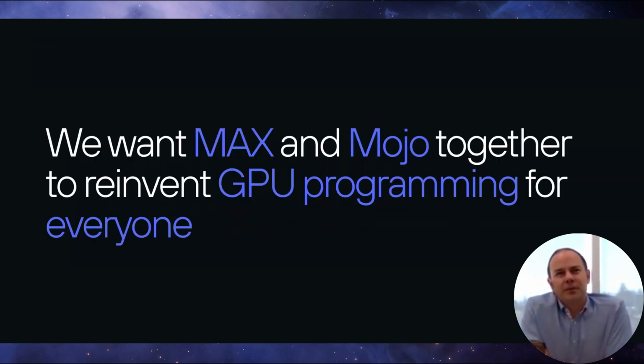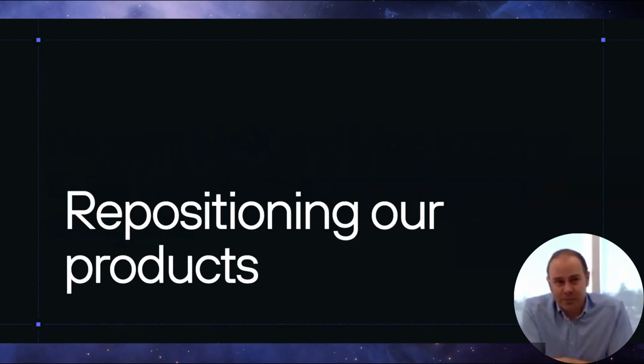So what we really want to do is we want both Max and Mojo to be free. We want to be available to reinvent GPU programming. We want to make a massive dent in the world. We want people to be able to use this technology both at the GPU level and in the Mojo level and in the AI level to do things that even we can't imagine. This is really what we're here to do. What we're doing is we're repositioning our products, and we're going to talk a little bit about what that means from a how we think about it perspective, also from a licensing perspective and a usage case perspective. And so we're leaning into this now.